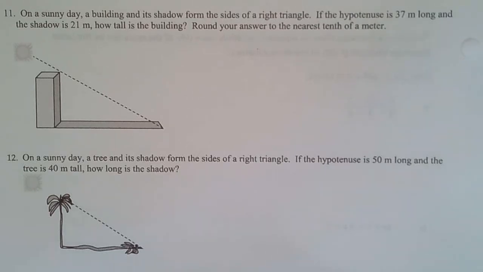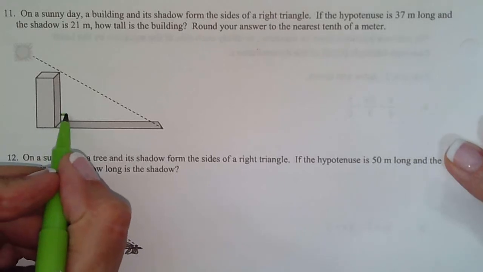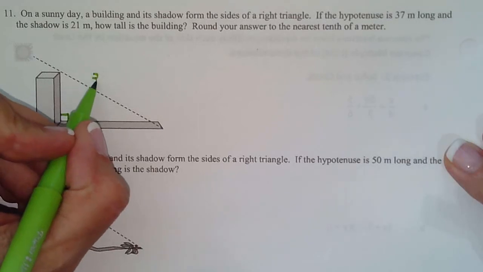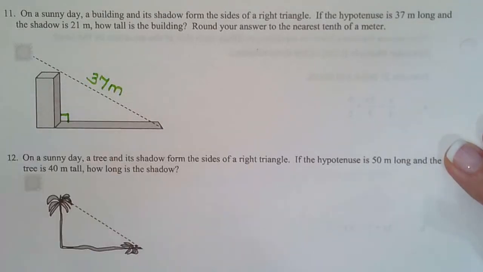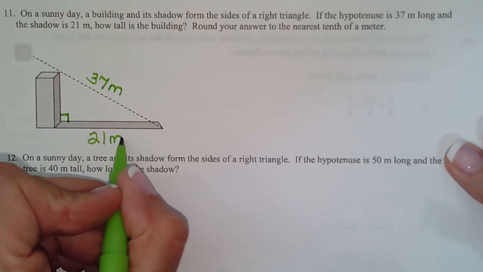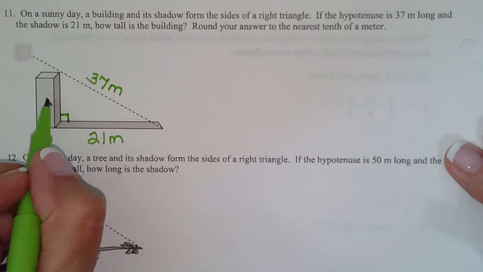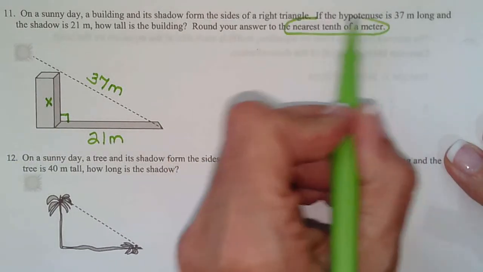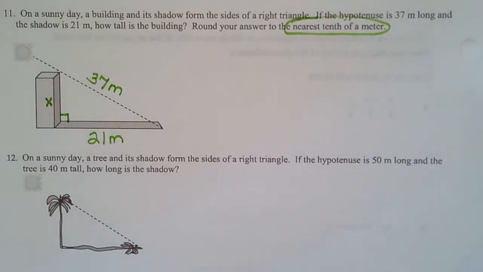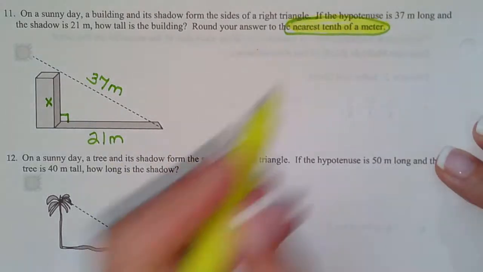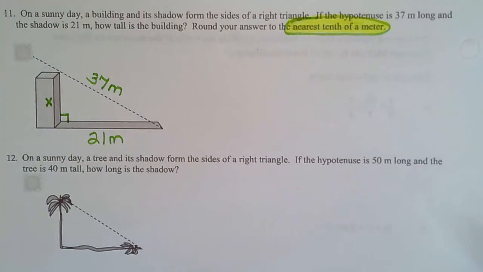Okay, on a sunny day, a building and its shadow form the sides of a right triangle. So we can assume that this is the right angle. The hypotenuse is 37 meters long. The shadow, which is what's on the sidewalk, is 21 meters long. How tall is the building? So we'll put our X there. Round to the nearest tenth. So that's important. That's probably a highlighter moment to remind yourself that you are allowed to round on this one.